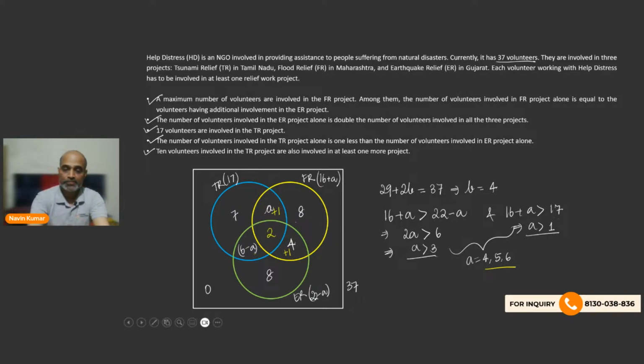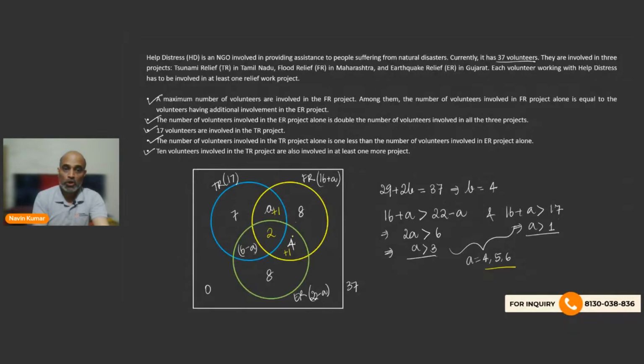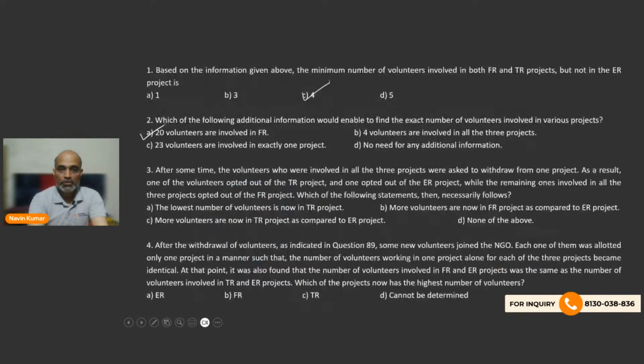only 2 people left. While the remaining ones involved in all the 3 projects opted out of FR. So all these 2 people opted out of FR, so they will move to only TR and ER. So that means there is nobody here. Now, which of the following statements then necessarily follows?